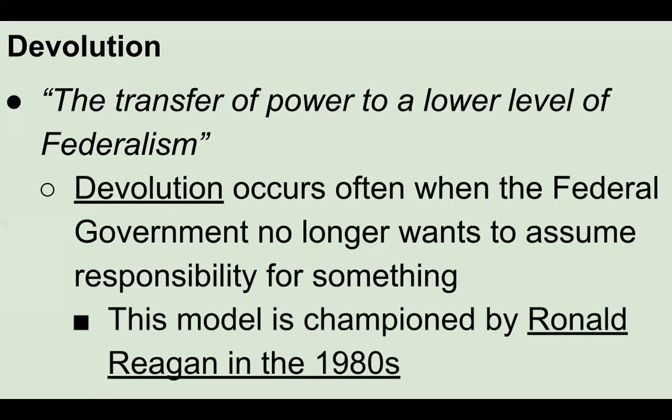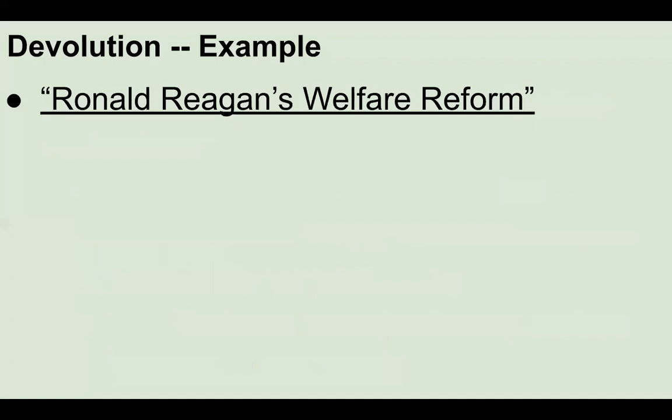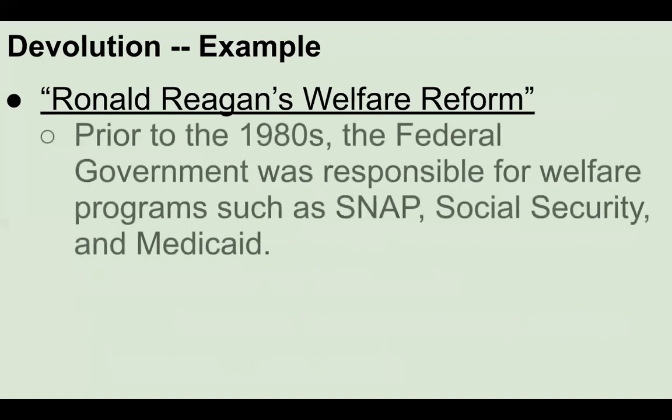And something that you need to know for the AP test is that the president who essentially championed devolution, ran on a platform of devolution, and then while they were president, devolved a lot of things, is Ronald Reagan. Ronald Reagan was president during the 80s, and he is like the king, so to speak, of devolution. So an example that you would need to know is Ronald Reagan's welfare reform.